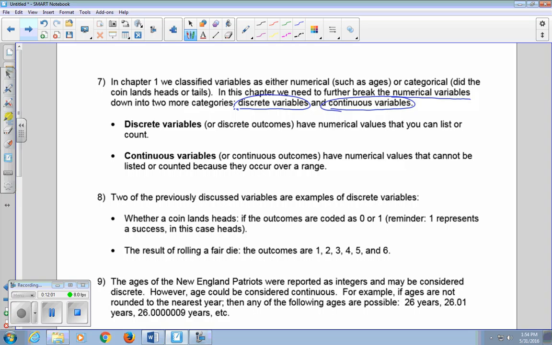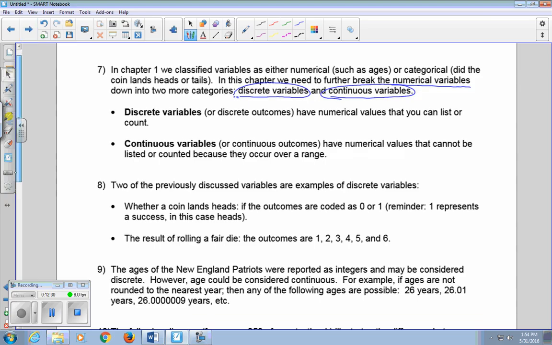Two of the previously discussed variables are examples of discrete variables. Whether a coin lands heads or tails, if the outcomes are coded as 0 or 1, we can call this discrete. And for the result of rolling a fair die, the outcomes are 1, 2, 3, 4, 5, and 6, so they're countable and discrete.